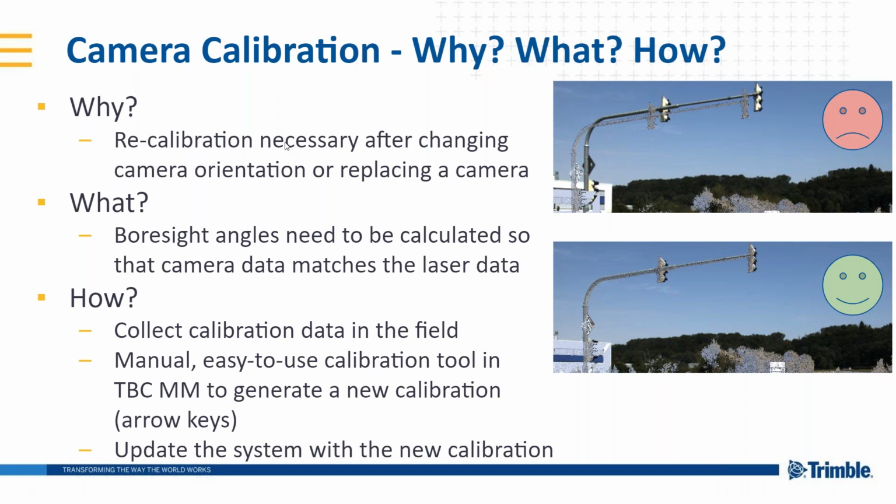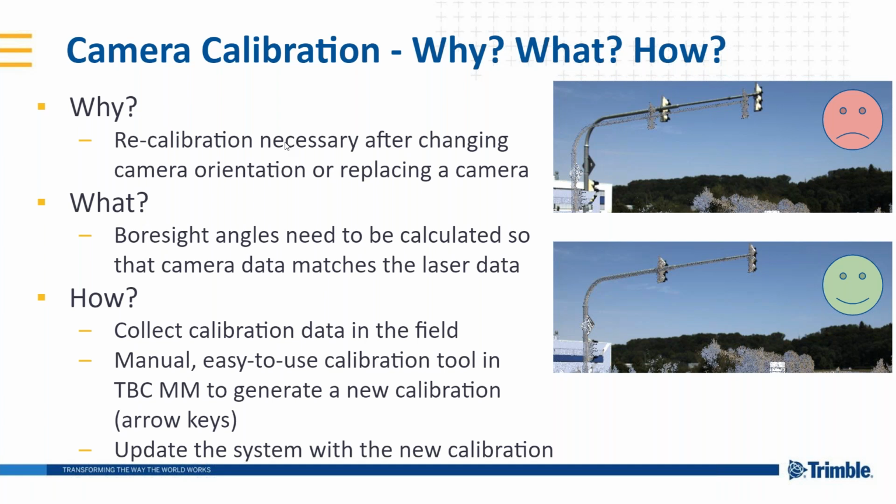On the upper image, you can see a point cloud and the imagery, and it's not fitting. And after the calibration, it's fitting. And then it's calibrated data that fits on top of each other. How do we do that? Same approach. Go in the field, collect some calibration data.